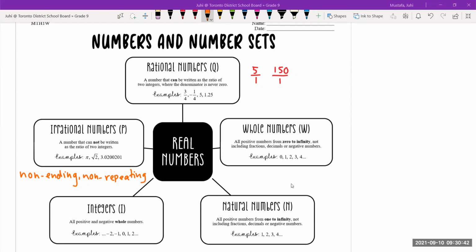So 0, 1, 2, 3, 4, 5, all the way to infinity. And by the way, infinity just means that there is no end to the number line. It just keeps on going forever and ever and ever.